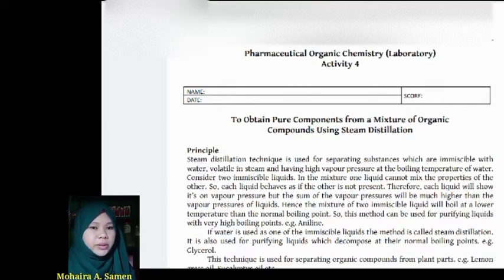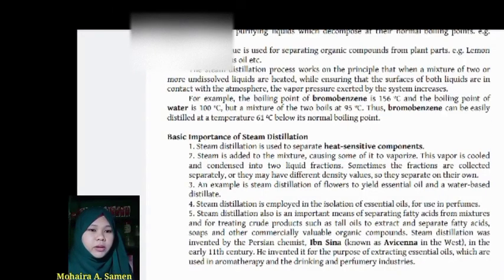So, this method can be used for purifying liquids with very high boiling points. Example is aniline. Next, if water is used as one of the immiscible liquids, the method is called steam distillation. It is also used for purifying liquids which decompose at their normal boiling points. Example, glycerol. This technique is used for separating organic compounds from plant parts. Example, lemongrass oil or eucalyptus oil, etc.